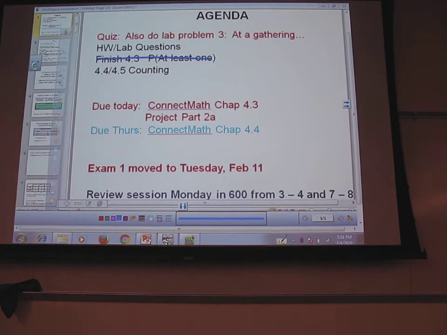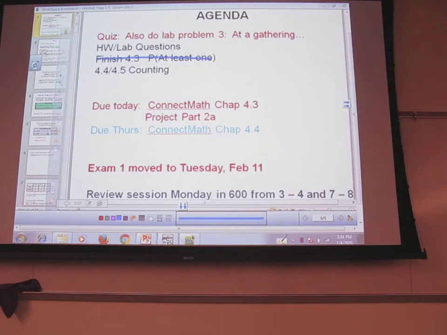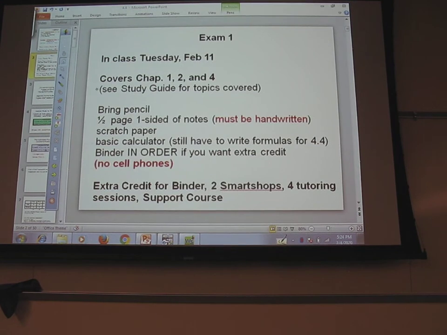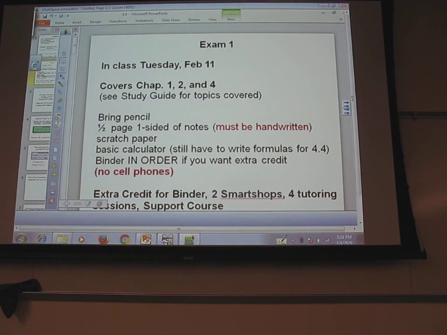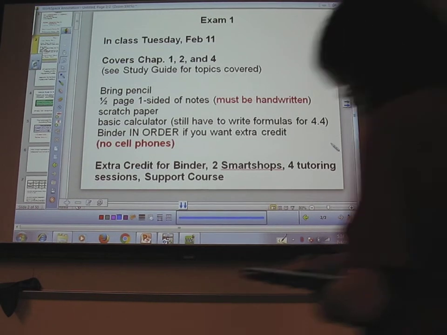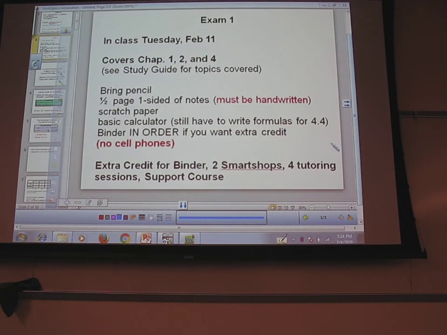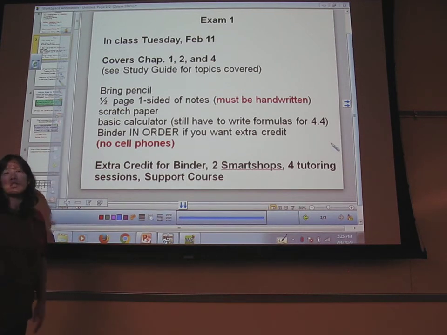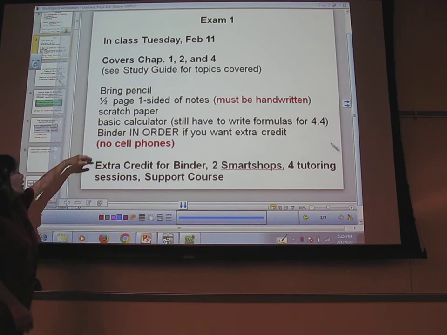Our exam is in class a week from today. It covers all these things. Bring a pencil. You're allowed one half page, one-sided of handwritten notes by you. You can bring scratch paper and a basic calculator. You can have a fancy calculator, it doesn't matter, just a calculator. Basic is fine. And bring your binder in order if you want extra credit.